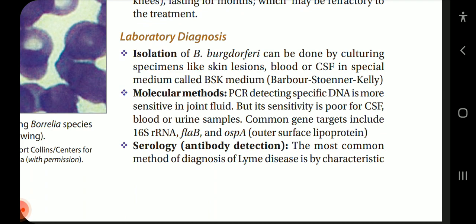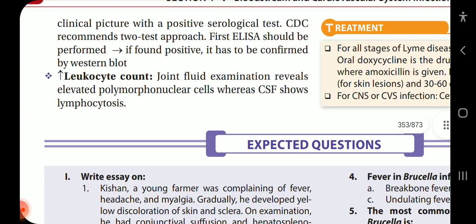Molecular methods. PCR detecting specific DNA is more sensitive in joint fluid, but its sensitivity is poor for CSF, blood, or urine samples. Common gene targets include 16S rRNA, flaB, and OspA, outer surface lipoprotein. Serology, antibody detection. The most common method of diagnosis of Lyme disease is by characteristic clinical picture with a positive serological test. CDC recommends two-test approach. First, ELISA should be performed. If found positive, it has to be confirmed by Western blot.